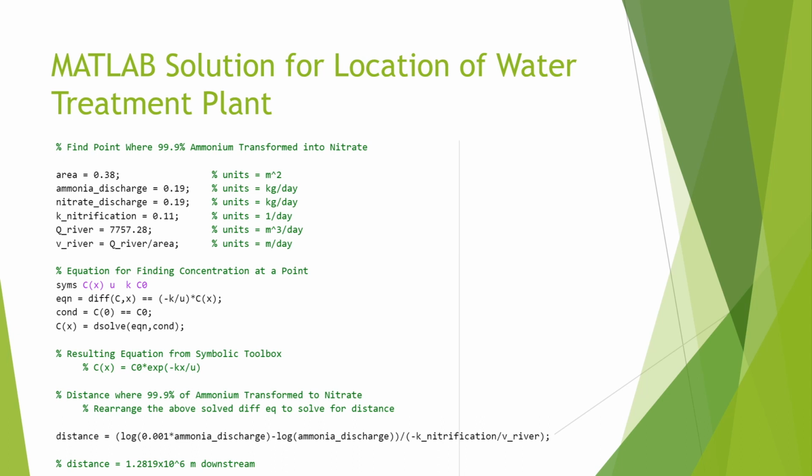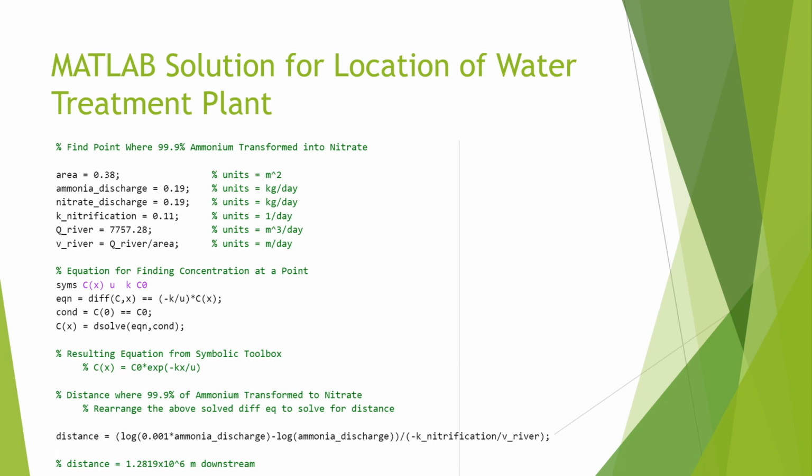And then the second line is the equation line, where we define that this is a differential equation of concentration as a function of x, and then on the right side of the double equal sign is the differential equation itself, which is the negative of the nitrification rate divided by the velocity times the concentration at a specific x value. And we have to define initial conditions so that MATLAB knows where to start when solving this differential equation.